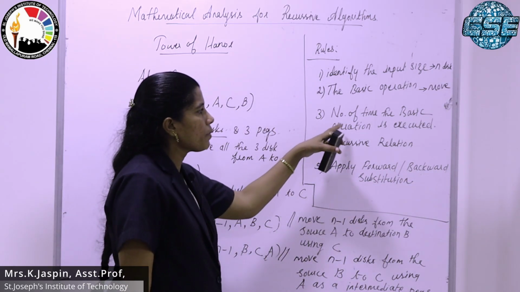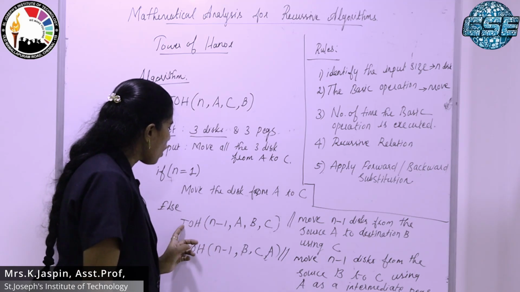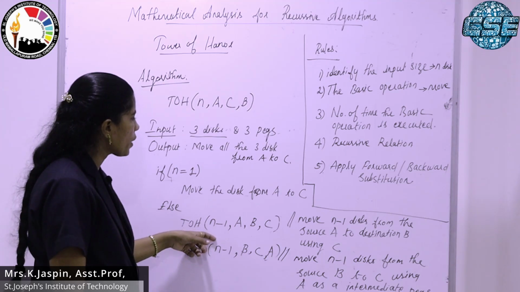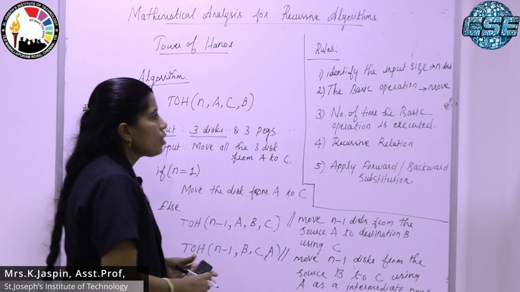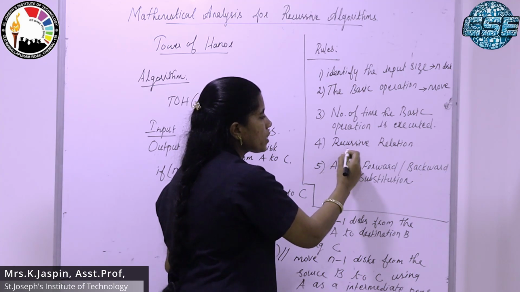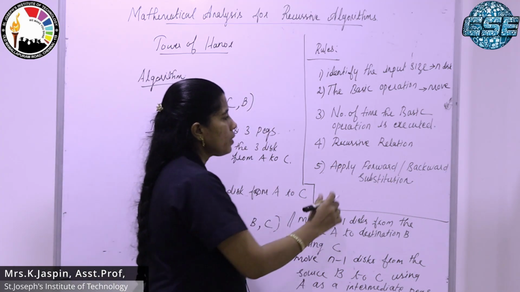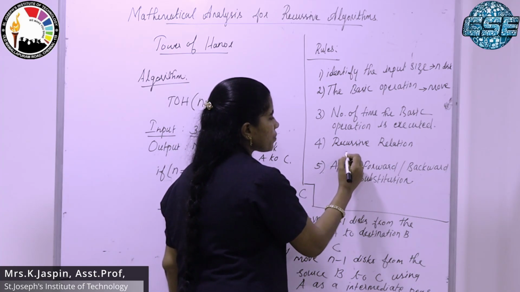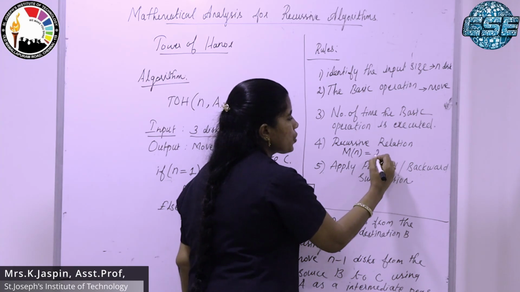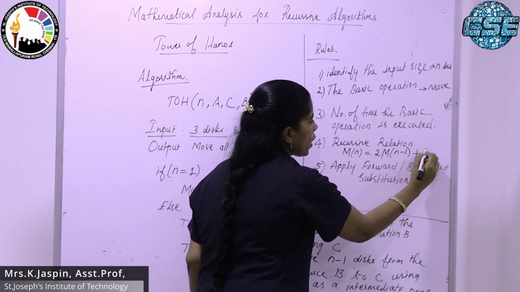So the number of times the basic operation is executed: 2 to the power n minus 1 calls we are performing to execute this operation, plus 1 movement. So this is the number of times the basic operation is performed. Finally, we need to consider the recursive relation for this Tower of Hanoi problem. Here the recursive relation we can consider is M of n is equal to 2 times M of n minus 1 plus 1. Okay.